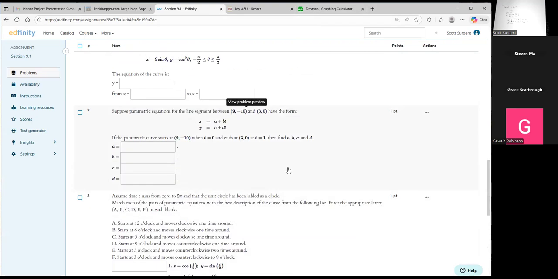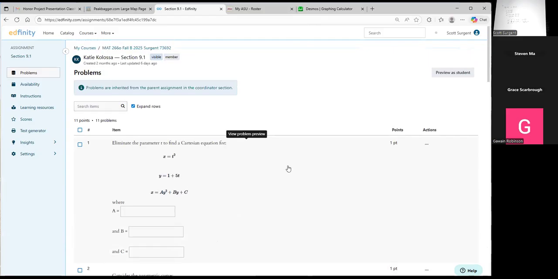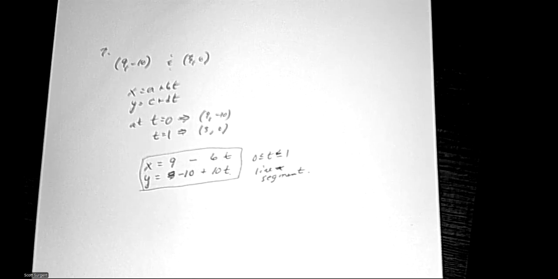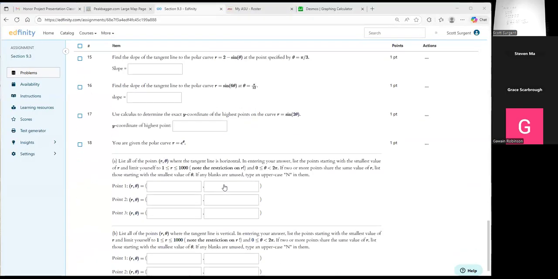All right. Well, there was your very quick run through of 9-1. Let's take a look at 9-3, number 17. Let me share it. All the way at the bottom, 17. Use calculus to determine the exact y coordinate of the highest points of the curve r equals sine 2 theta.